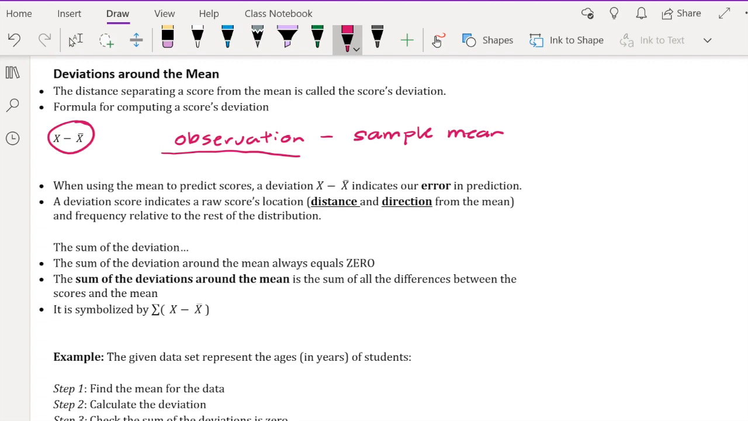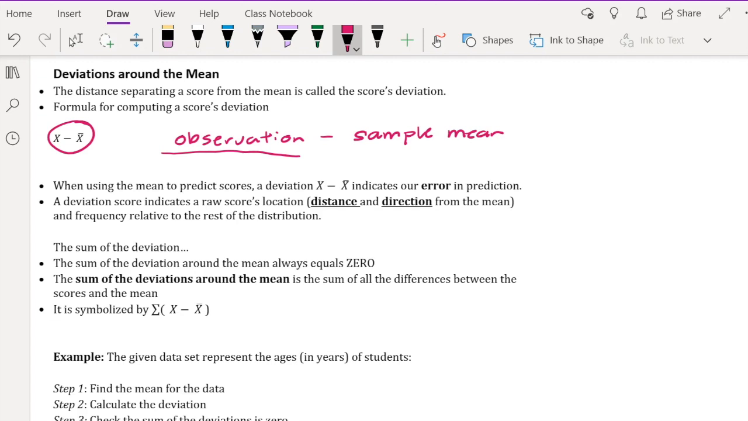The distance is going to be the value of the number. If it's a large number, that tells us it is very far away from the mean. The sign is going to tell us the direction. If it's negative, it's going to be below the mean. If it's positive, it's going to be above the mean.